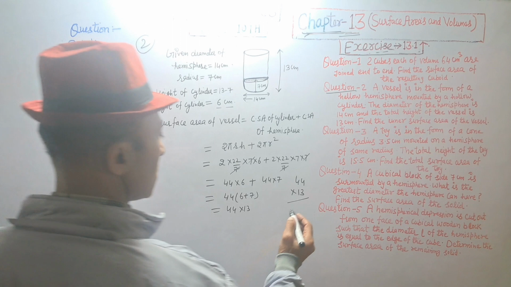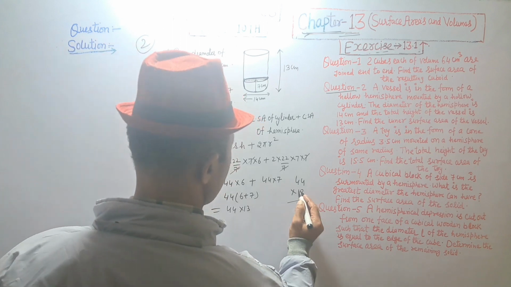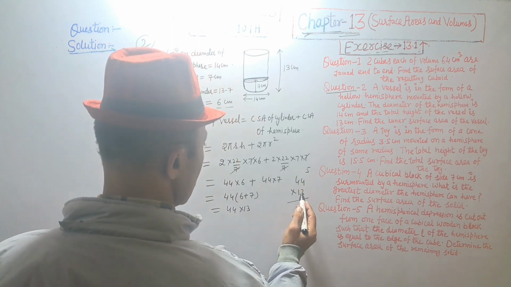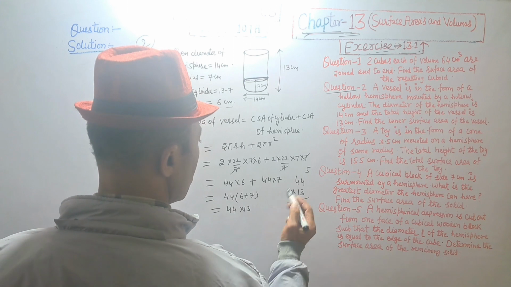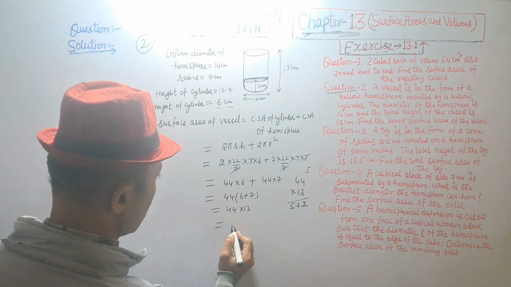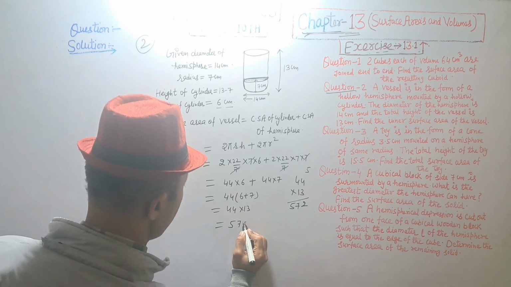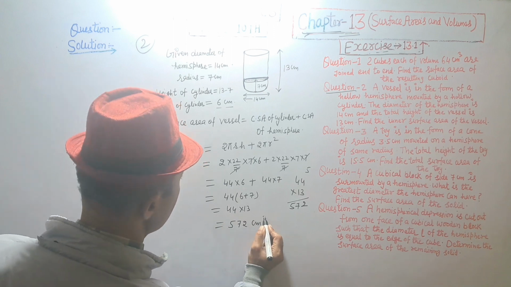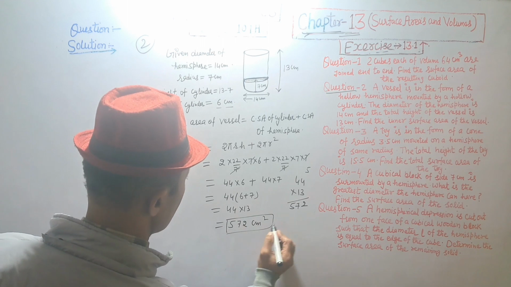13 4s are 52, 5 carry, 13 4s are 52 plus 5 is 57, and we get 572 centimeter square. Answer.